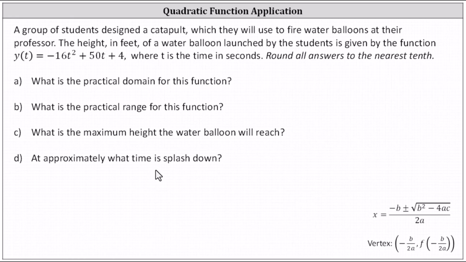To begin, if this was not an application problem, the domain would be all reals, and the range, because the parabola opens down, would be from negative infinity to the function value of the vertex. But because we have an application problem, the practical domain and practical range are the domain and range values that actually make sense in the given situation.